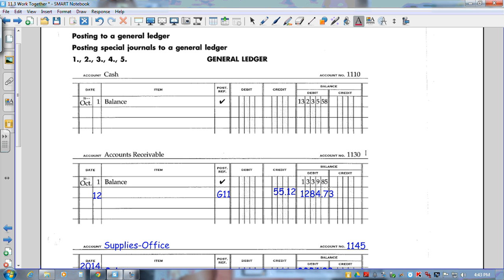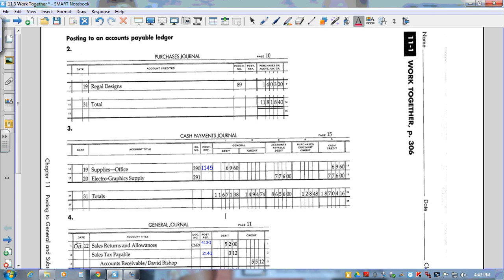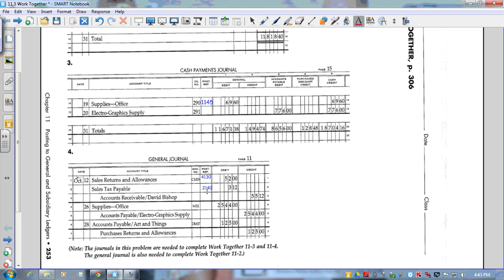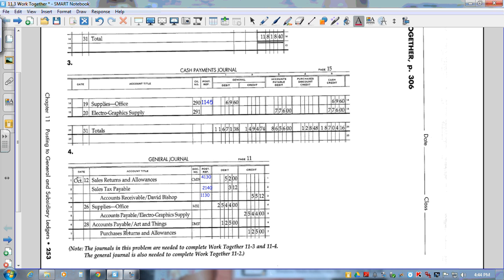Okay, going to take the account number 1,130 back here. And remember, you've already got something in the bottom half of the box. Account number 1,130. So you have to write that one really tiny. Okay, that first thing for October 12th now is done.